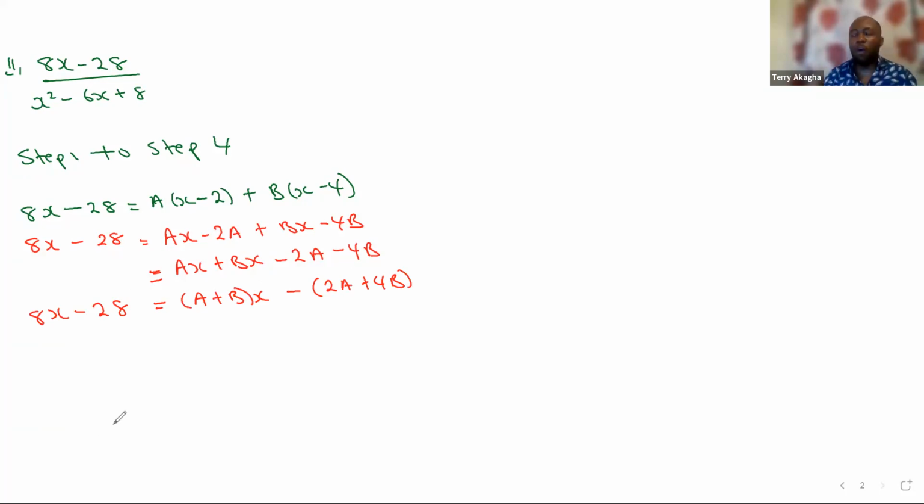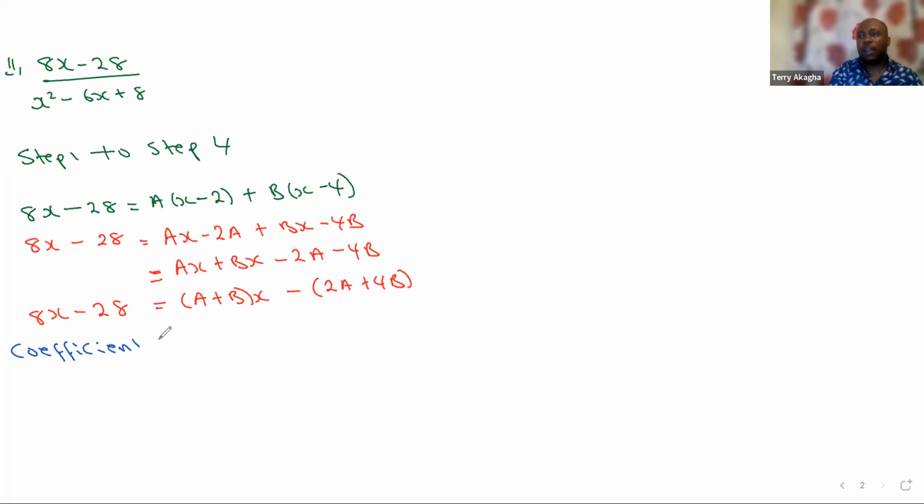What this method involves is that you're just trying to get the coefficients for each of them. For instance, what is the coefficient of x on the left-hand side? You also look for the coefficient of x on the right-hand side. What is the coefficient of x squared on the left-hand side? You do the same thing on the right-hand side. What is the constant term on the left-hand side? Do the same thing on the right-hand side. So let's start with x.